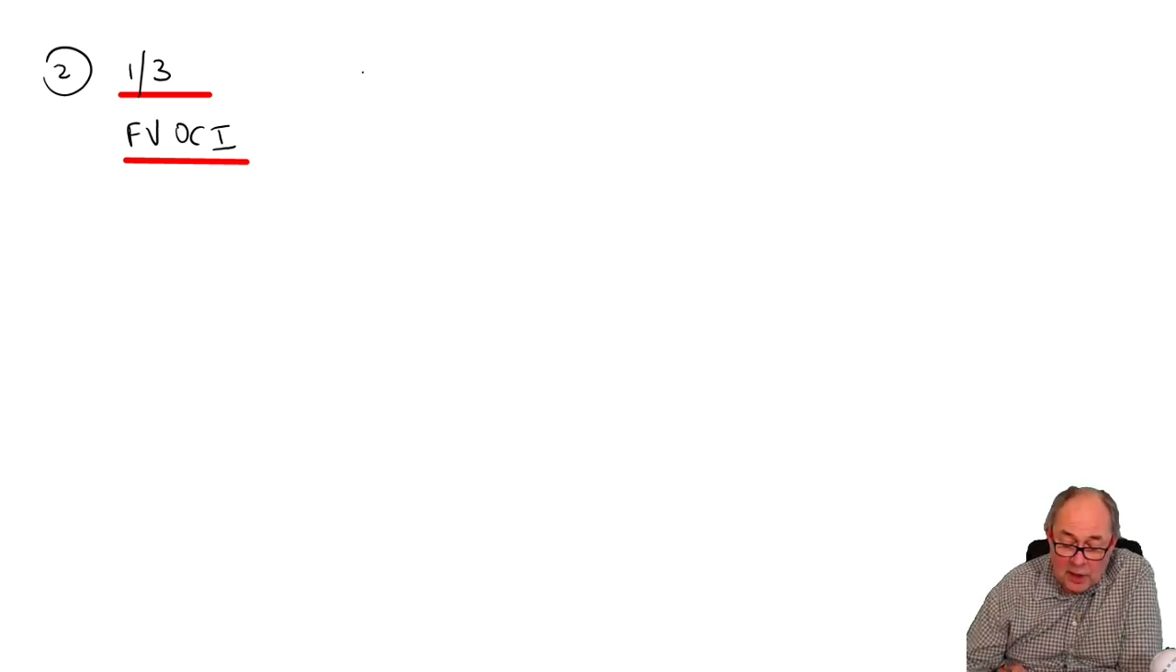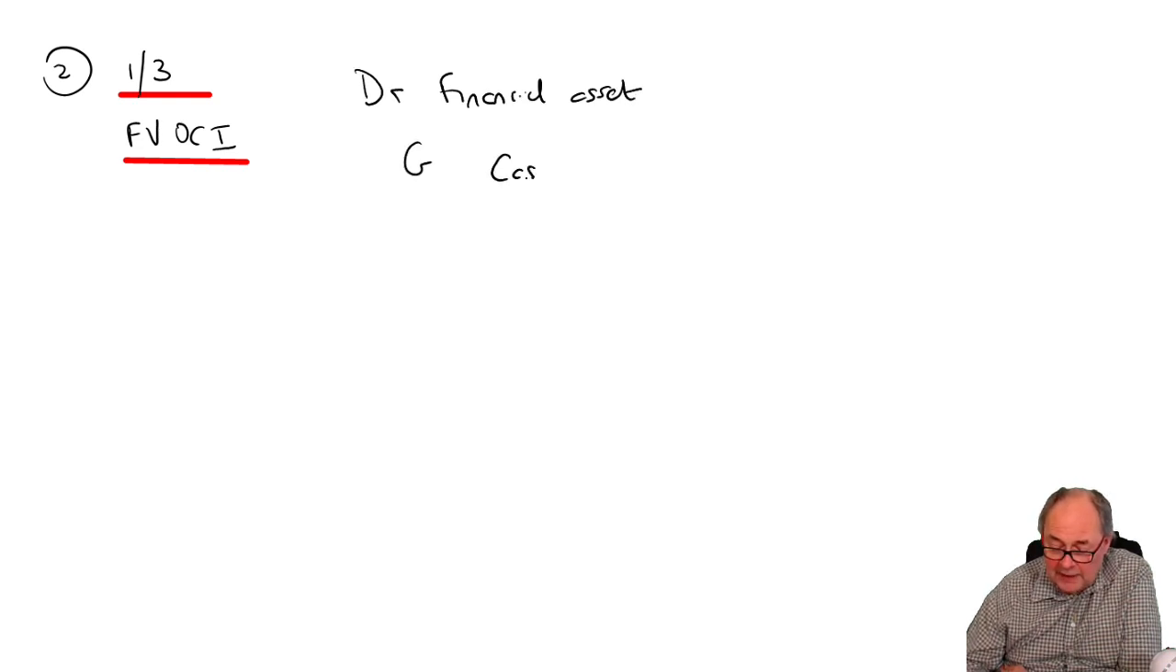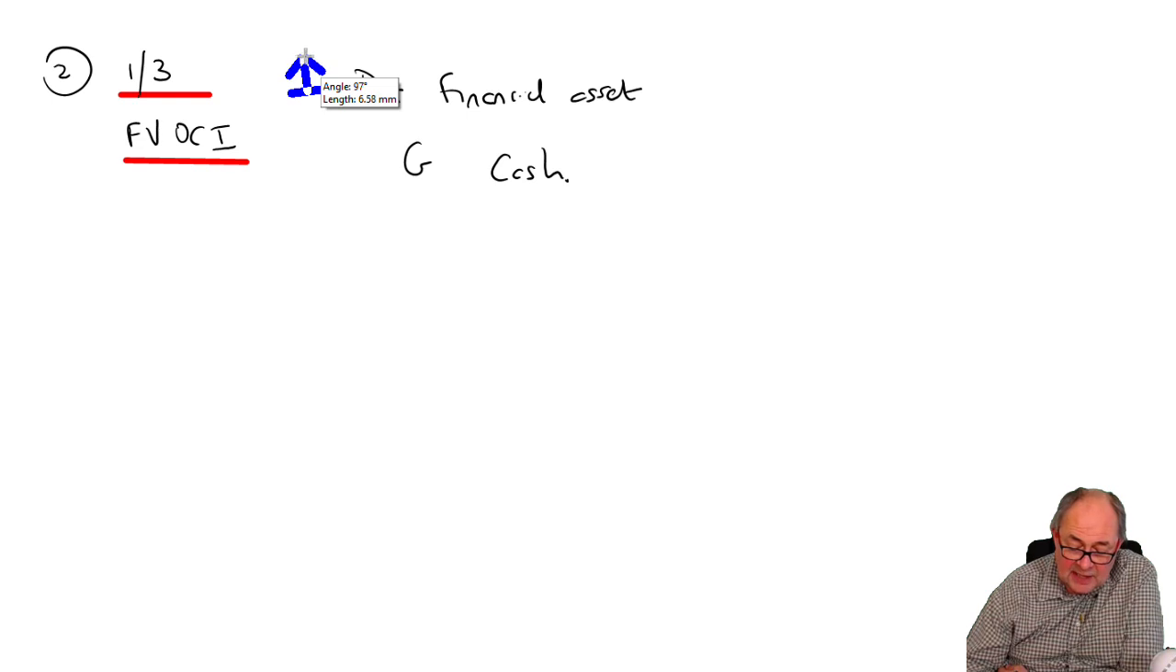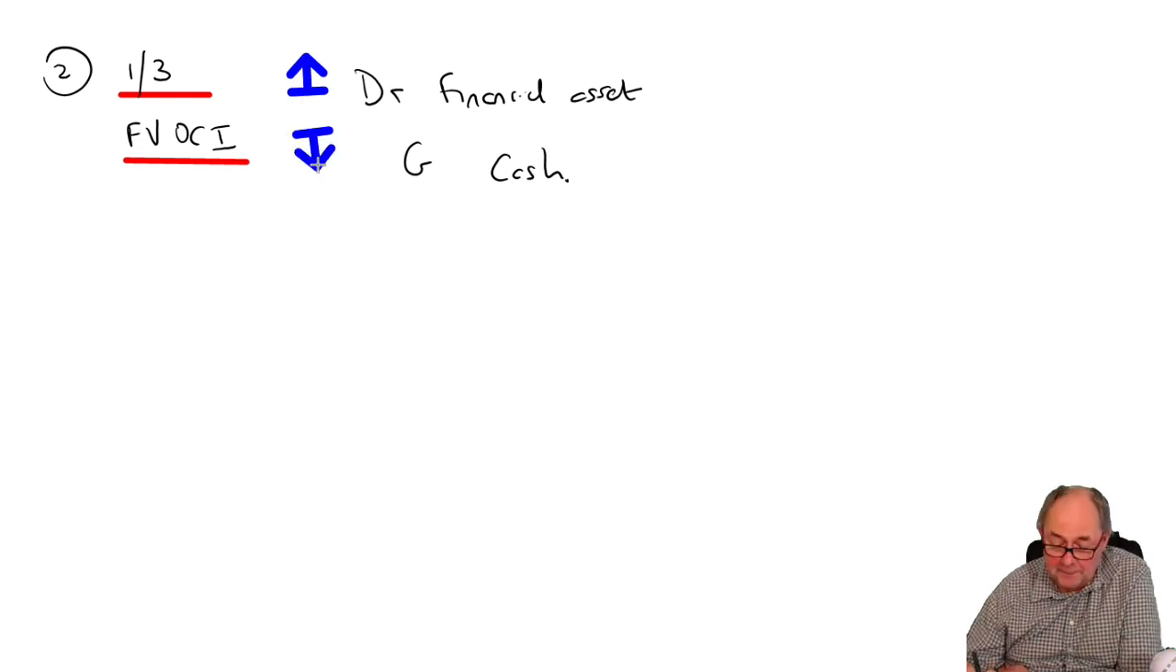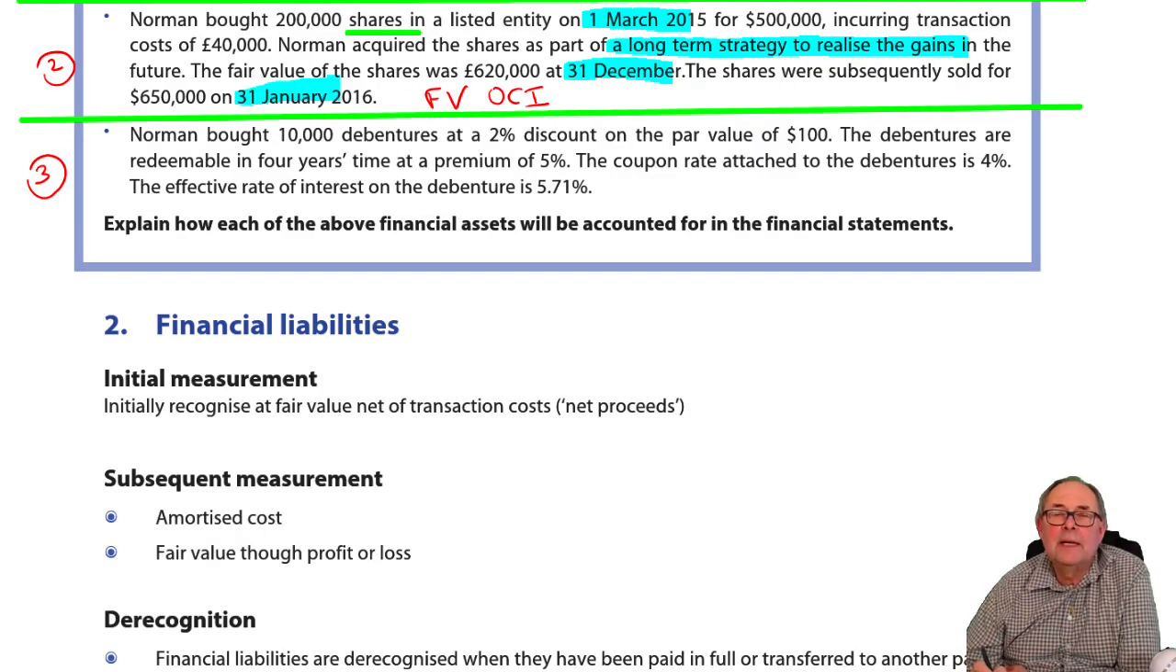So there's going to be a financial asset and a reduction in cash. The financial asset goes up, cash goes down, and we capitalise the transaction costs. In the scenario, I'm just changing my highlight now to yellow. The cost of the shares was 500,000 and transaction costs, that says incurring, not including, so be careful, was another 40,000. So it cost me 540,000.